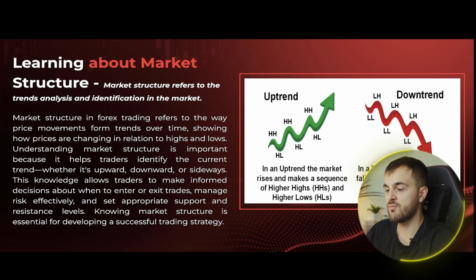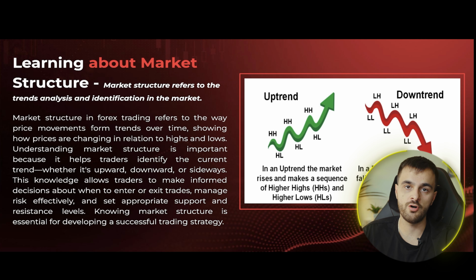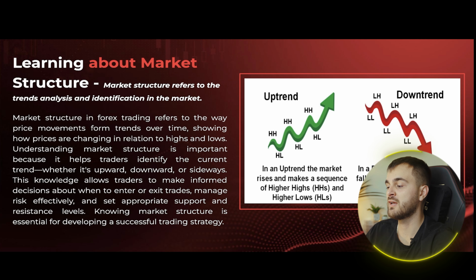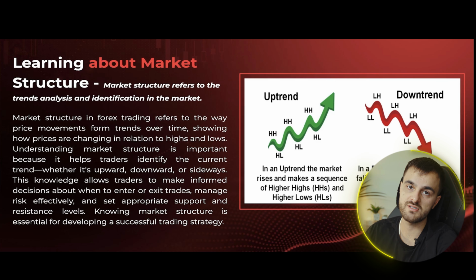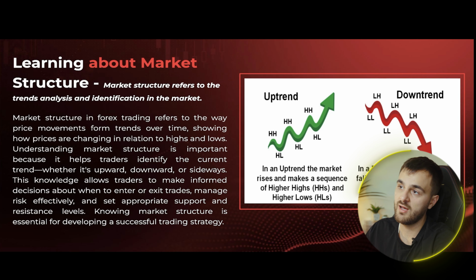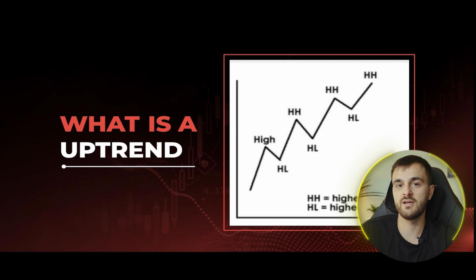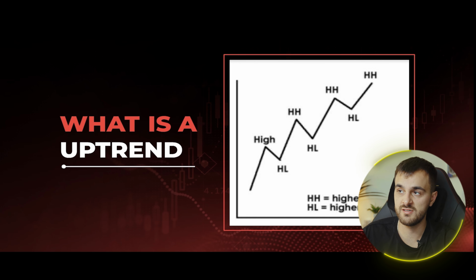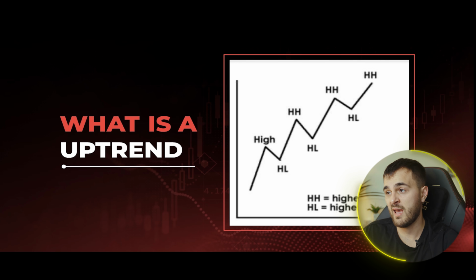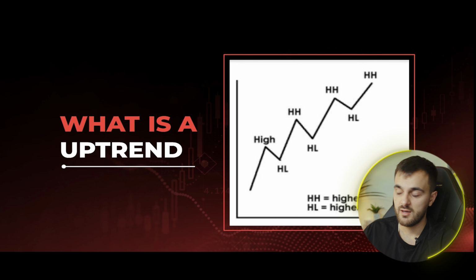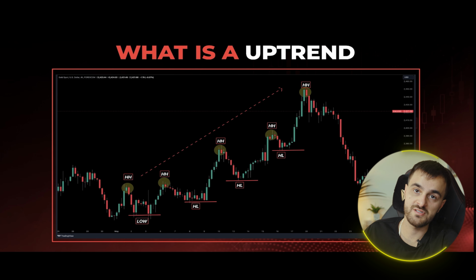So it refers to the way price movements form over time, showing how prices are changing in reaction to highs and lows. In the case of an uptrend, we have higher highs and higher lows. So this is what an uptrend is. An uptrend classifies itself as a market that's consistently making higher highs and higher lows. A downtrend is the opposite of that.